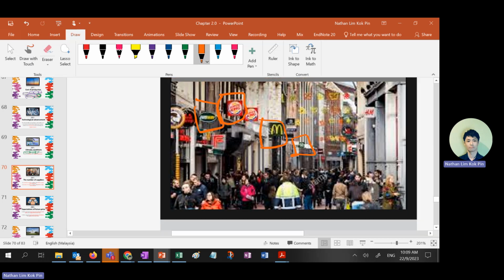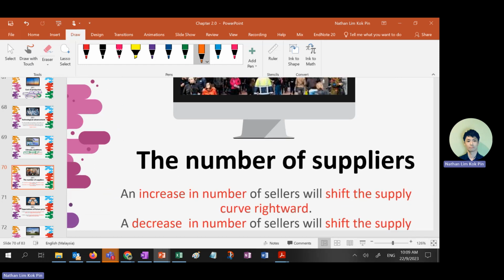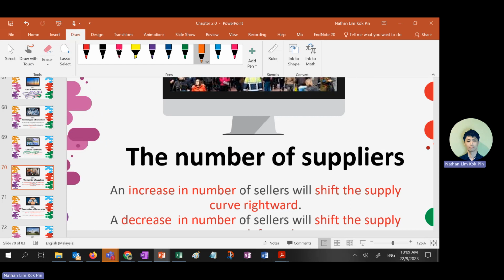The more suppliers we have in the same product, the supply will increase. If we have fewer suppliers, the supply will decrease. Makes sense, right? Like during COVID-19, a lot of them in a shopping mall closed down. So the supply decreased. But after COVID-19, they're still closed down.